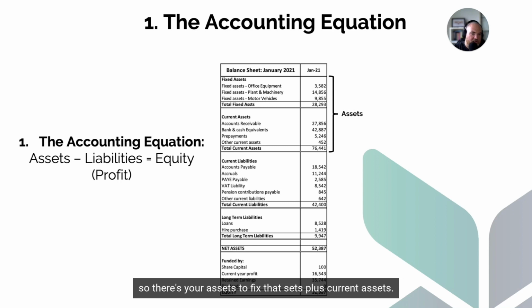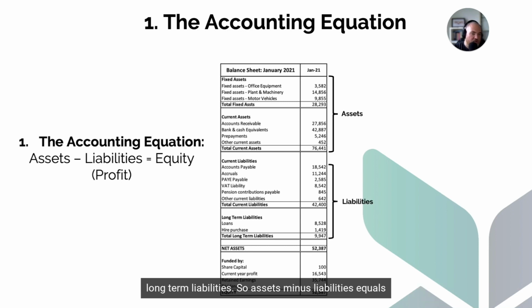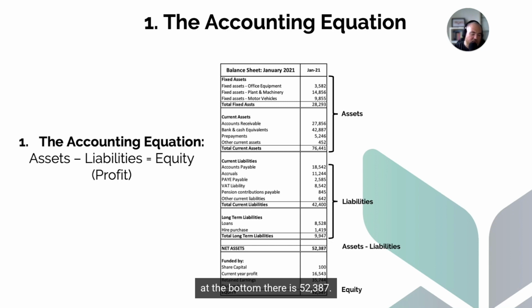So there's your assets, fixed assets plus current assets. So that's the total assets. And then your liabilities, you've got current liabilities and long-term liabilities. So assets minus liabilities equals your net assets, which is 52,387. And then your equity at the bottom there is 52,387.